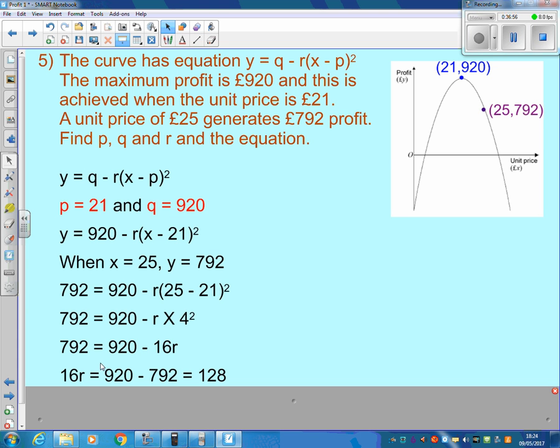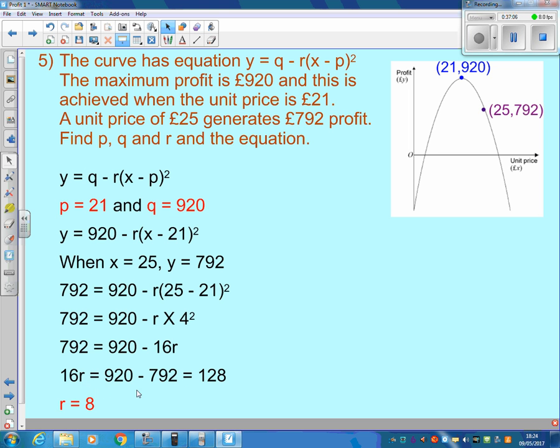When I swap them across, I've changed their sign. So minus 16r becomes plus 16r, plus 792 becomes minus 792. 920 minus 792 is 128. And now all I do is I divide the 128 by 16 and I get R. I could have used shift solve right away from there if I wanted to. As soon as I put that in, I get R is 8.